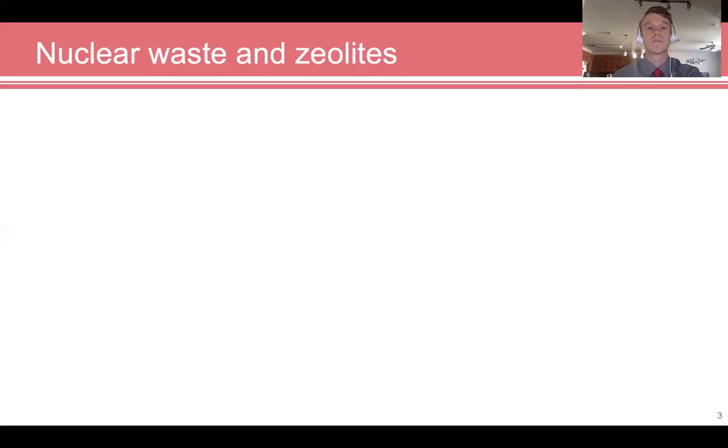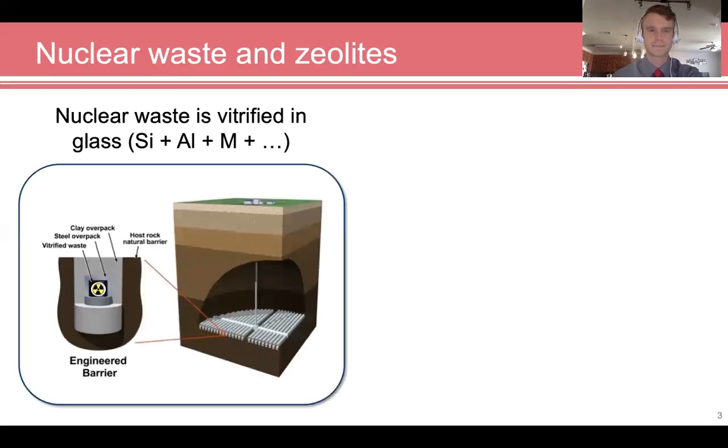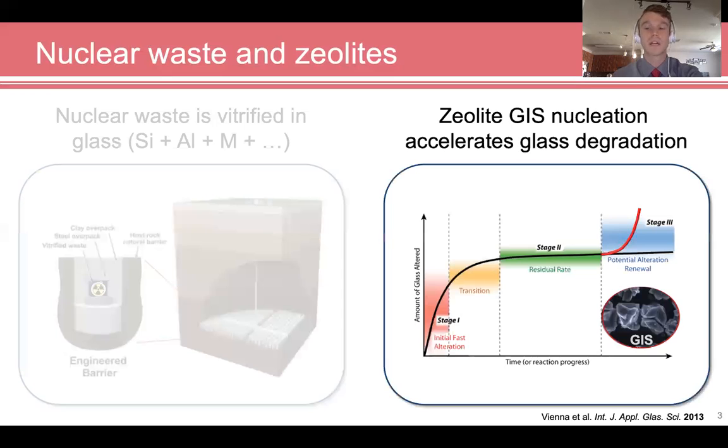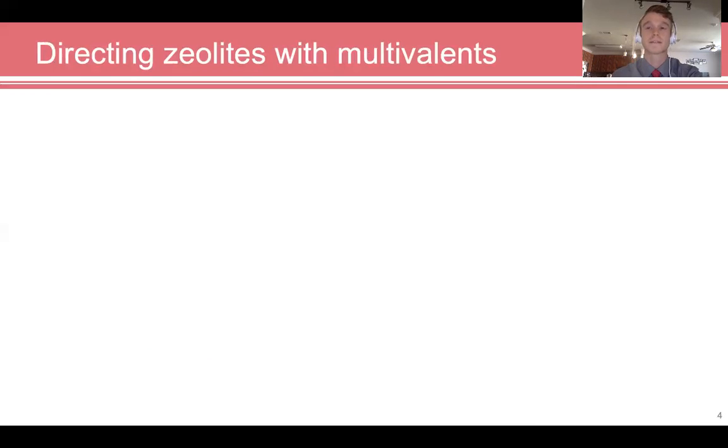So recently there's also been additional pressure to understand zeolite crystallization because of nuclear waste. So how are these related? Well, the nuclear waste is going to be vitrified in glass form and then stored underground. But studies have shown that zeolite GIS will nucleate at the surface of the glass and actually accelerate its degradation. So we want to suppress zeolite nucleation to stabilize the waste glass.